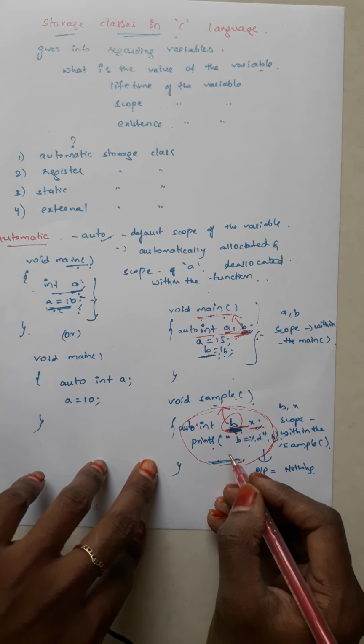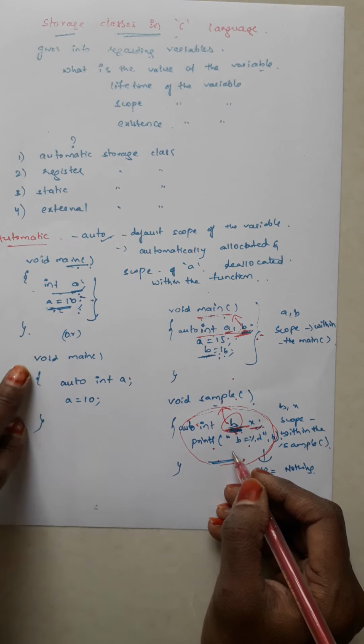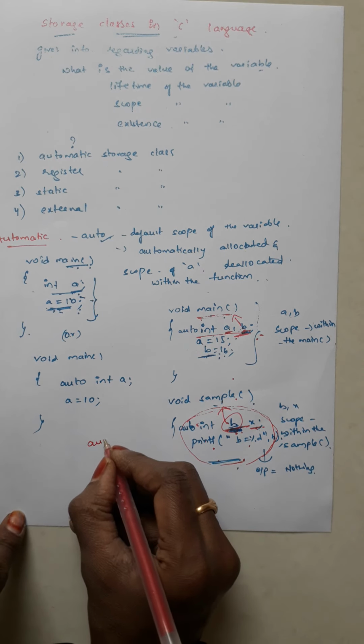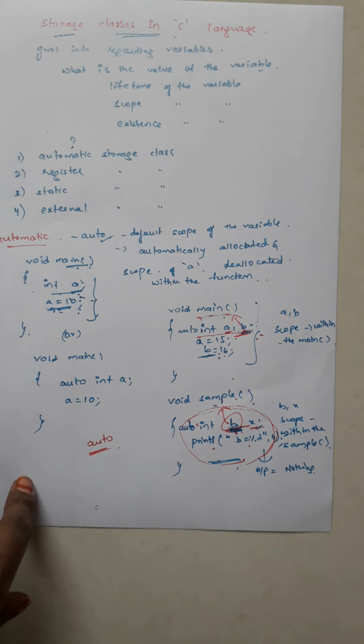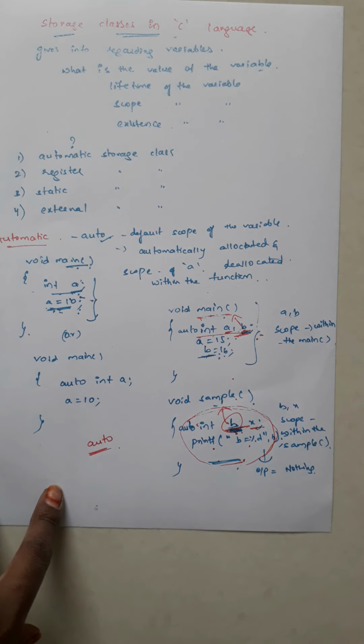So this is the automatic storage class. The default storage class of variables is auto. We use the keyword auto for automatic variables. So let us see the next storage classes in the next video. Thank you.